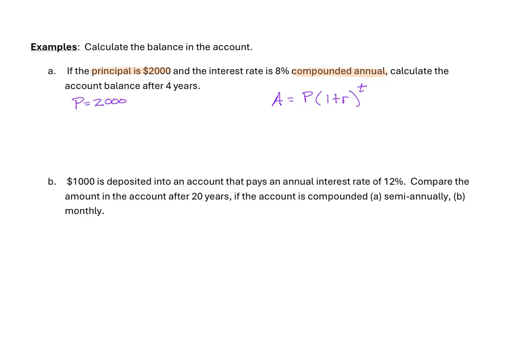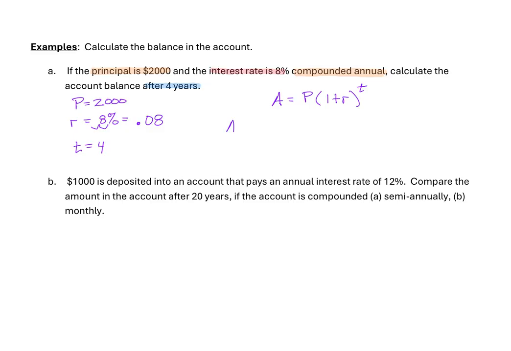We have next our interest rate is 8%. And remember that we do want to convert this to a decimal. And so we are going to move our decimal point 2 places to the left, and we should get 0.08. And the last thing that we need is our t value. It says here we want to know the balance after 4 years, and so t is equal to 4.